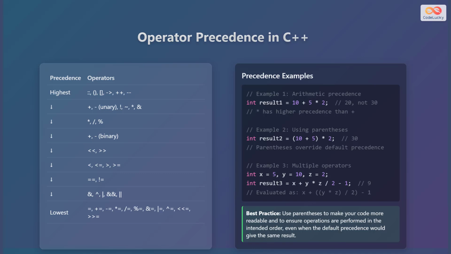Let's look at some examples. In the expression int result1 equals 10 plus 5 times 2, the result is 20, not 30, because multiplication has higher precedence than addition.